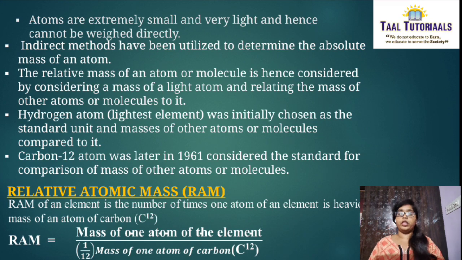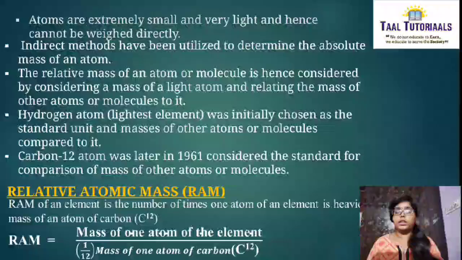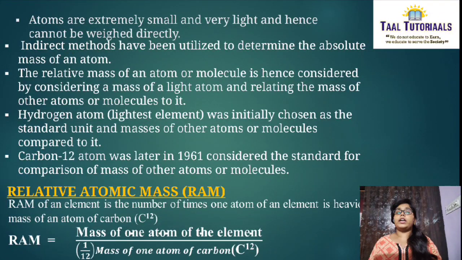Okay, first if you see, atoms are extremely small. They are very small and very light, and hence they cannot be weighed directly. You cannot weigh the atom directly. So indirect methods have been utilized to determine the absolute mass of an atom. There are some indirect methods to measure the mass of an atom.